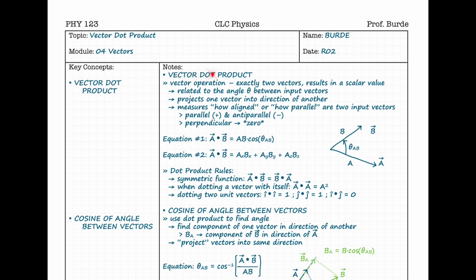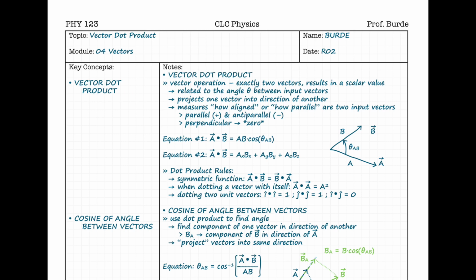The vector dot product is a vector operation. This operation has exactly two vectors to input, and it gives us a resulting scalar value. This scalar value that it gives us is related to the angle between the input vectors. What it's doing is projecting one vector into the direction of the other. Another way to think of what a vector dot product gives us is a measure of how aligned or how parallel the two input vectors are.